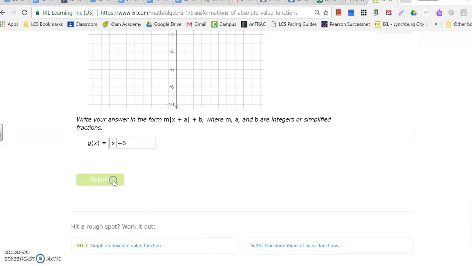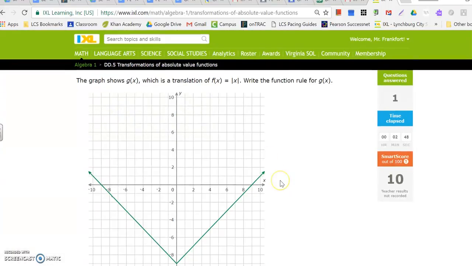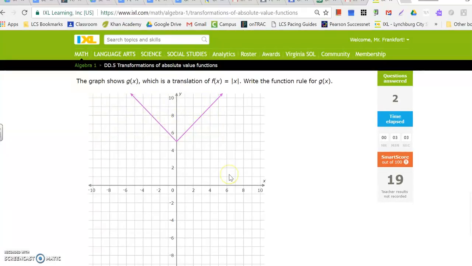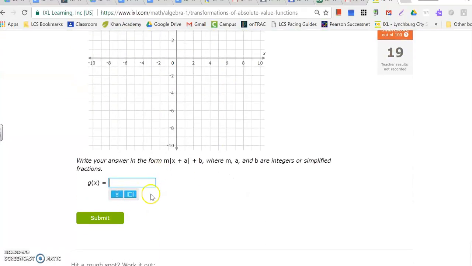I'll give you one more of these. This one, of course, is a shift down. Still just a slope of 1. So this is very similar to the last one. Still just a regular x here, but now a minus 9 because I've been shifted down 9. Now I'm shifted up again, plus 5.